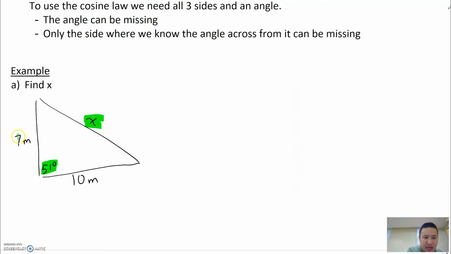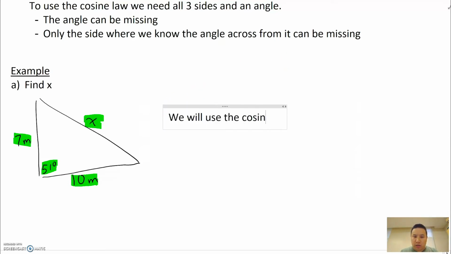But because I have these sides, I'm actually working with 3 sides and an angle. And the missing side that I'm looking for, I do have the angle across from it, which means that I can use the cosine law. See, the cosine law, we need all 3 sides and an angle. Okay, that's the situation we're in. Only the side where we know the angle across from it can be missing. That's perfect. That's what x is. It's across from the angle that we have. So this one, we will use the cosine law.